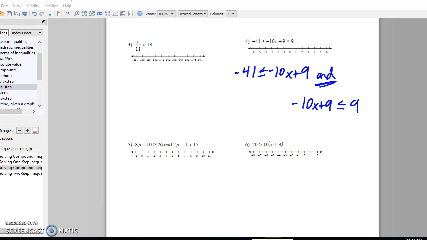Number 5, back to one just like number 2, and then number 6 is similar to number 3 in the fact that it's not what we call a compound inequality. It's just different because it's not one step like number 3 is, and there's multiple steps involved.